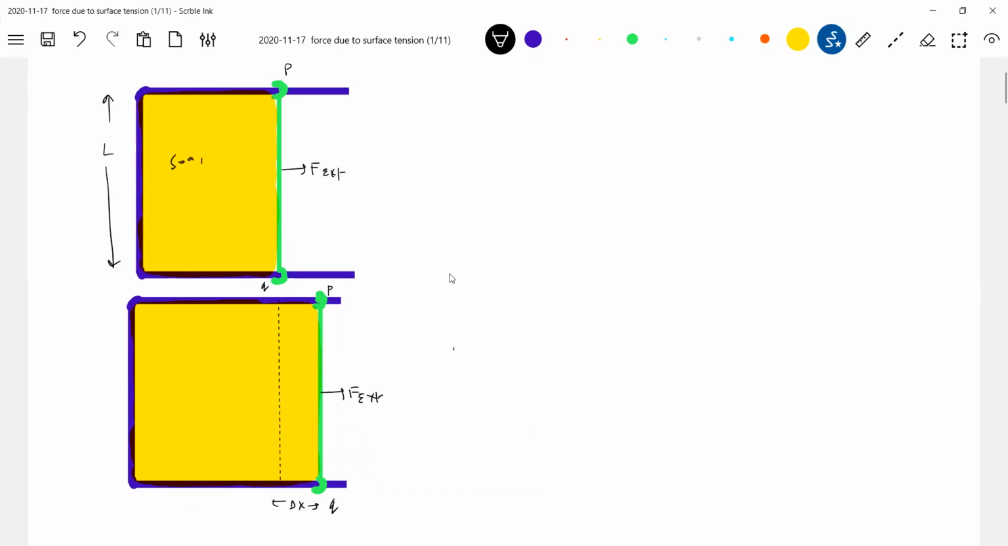This is the soap film. What happened? The area of the soap film has increased. Would I agree with what you're seeing? The surface area has increased, no?